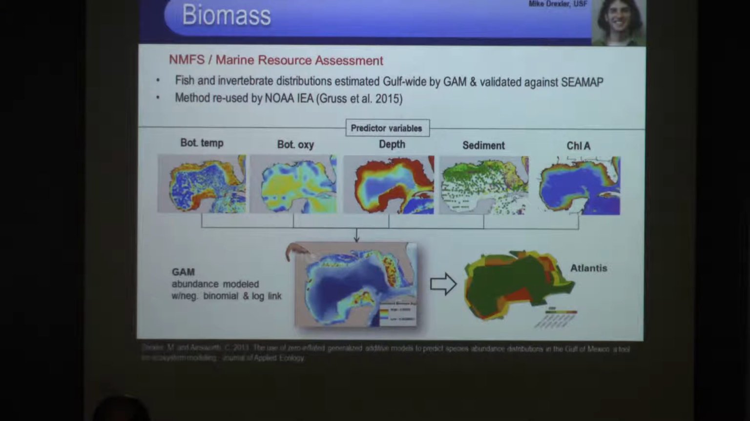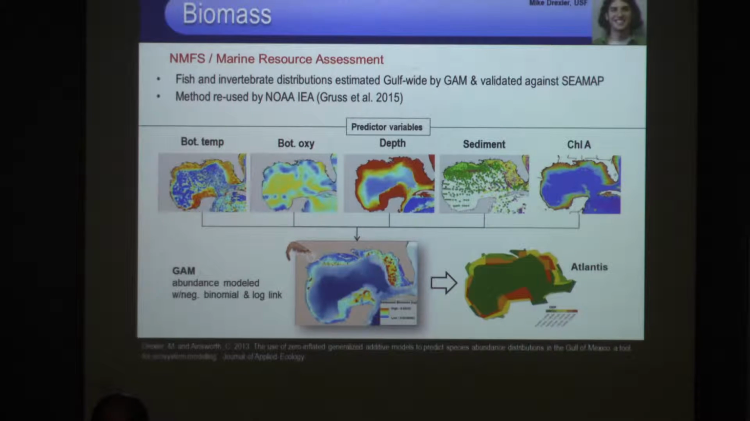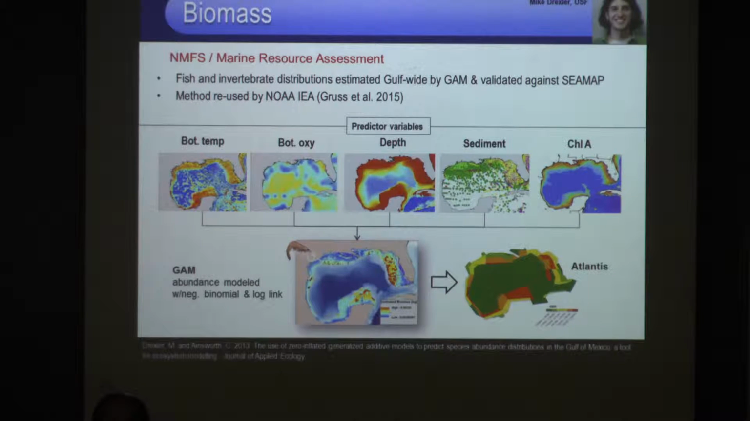So those two studies formed our diet matrix. Then we also came up with a statistical procedure to produce biomass distributions for Atlantis. This was work that was led by Mike Drexler, my PhD student. We developed a generalized additive model, or a GAM, which predicted the biomass distributions based on these 5 physical properties: bottom temperature, oxygen, depth, sediment type, and chlorophyll A. We used the GAM to estimate the abundance densities at 1/10 degree resolution, and then these were averaged up to the level of our Atlantis polygons and used to initialize the model.